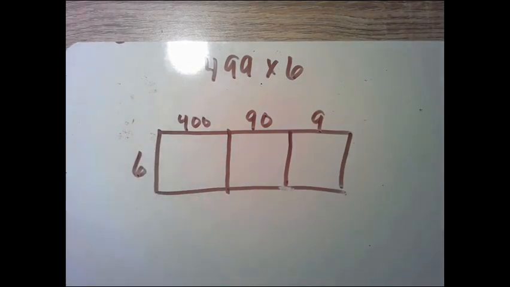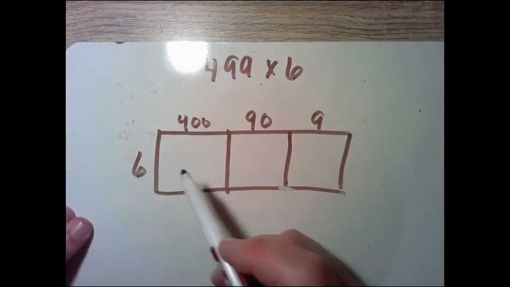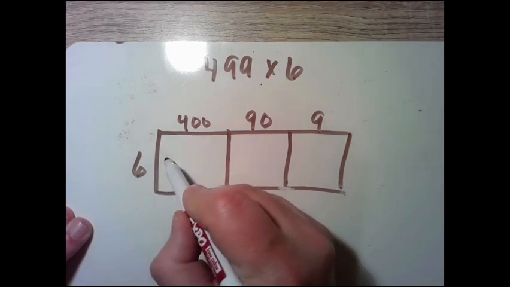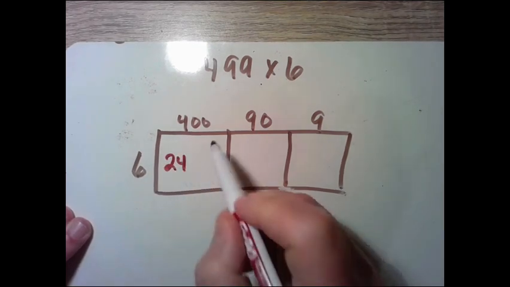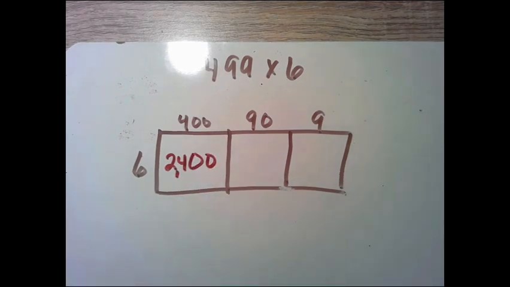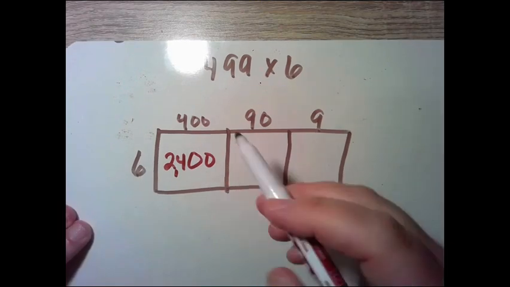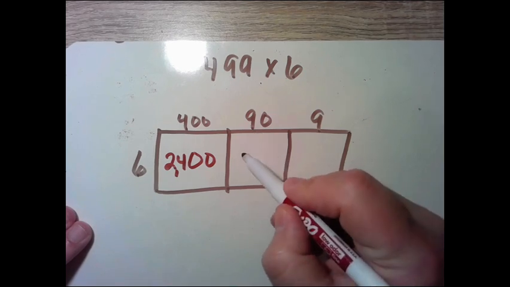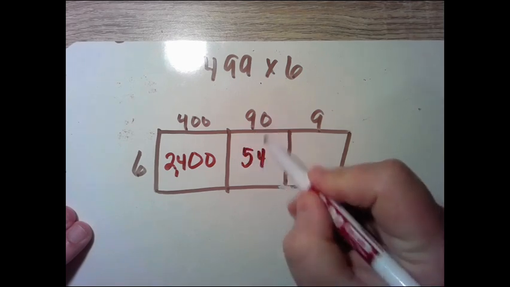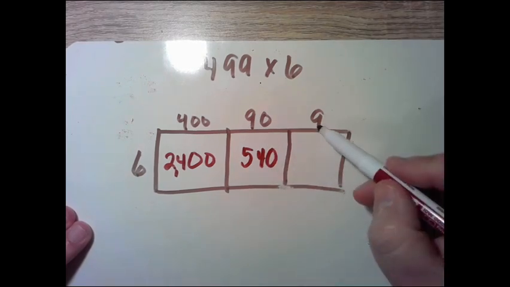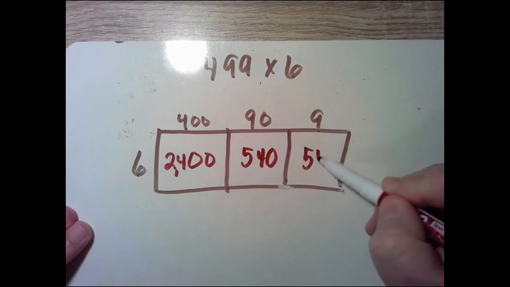All right. So 400 times 6, well, 6 times 4, or 4 times 6 is 24. And then, because it's 400, we're attaching 2 zeros, so it's 2,400. 9 times 6, okay, well, 6 times 9, 54. Don't forget the 0, because it's 90. Okay, and then again, 9 times 6 is 54.